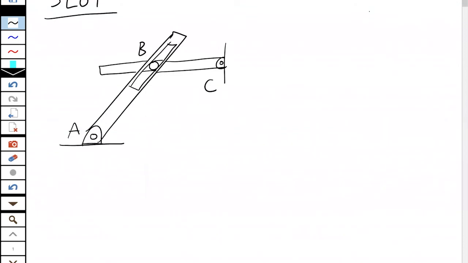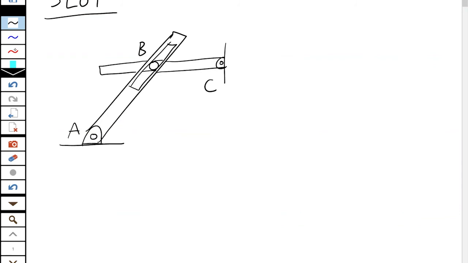Now, I mentioned some special cases of reactions, so I want to have a quick look at those now. They turn up later in the course. The slot here, we have a bar AB with a slot and a pin on a bar BC. Now, how does that work? Well, remember our general rules. If an object can't move in a certain direction, there's a force reaction in that direction. If the object can't rotate, then there's a moment reaction.